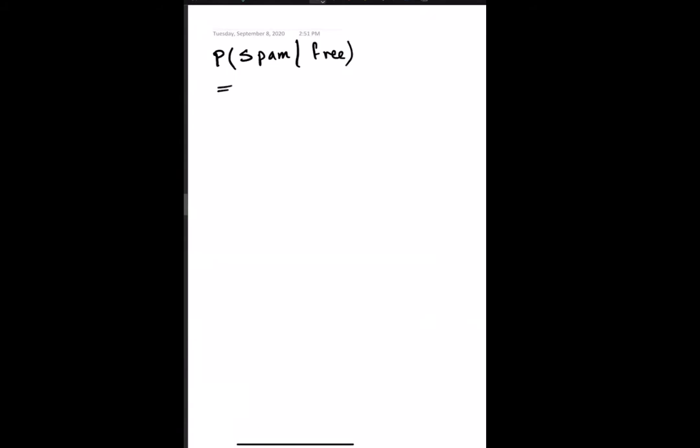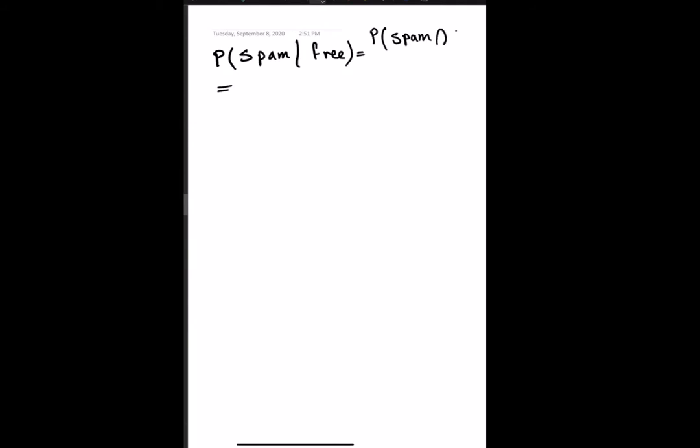So that's what the question wants from you. What is the probability that the message is a spam given that the word free is in there? How do you rewrite this? What is the formula for conditional probability? It's going to be probability of free given spam times... No, just write the conditional thing. Just write the formula of conditional probability.